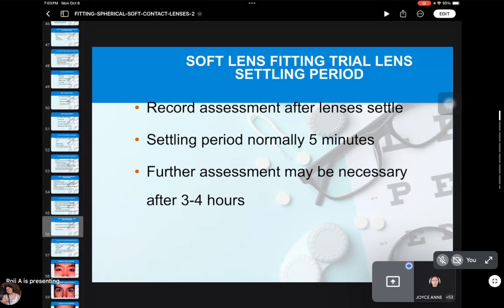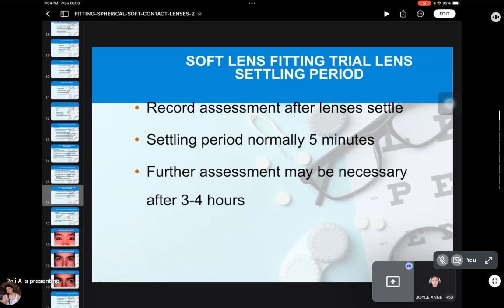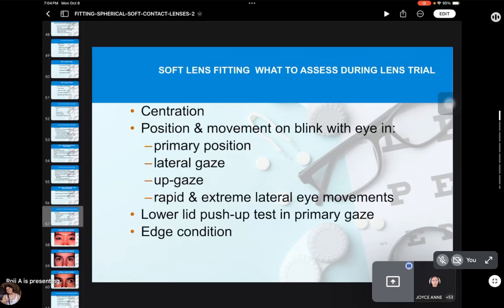So settling period normally is 5 minutes. Okay. But it's a case-to-case basis. You can even have further assessment for about 3 to 4 hours. It's a case-to-case basis. Okay, fitting would be assessed during trial lens.